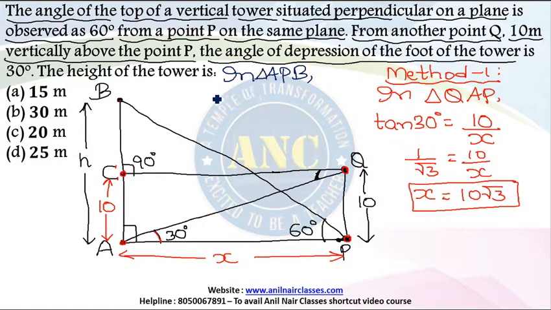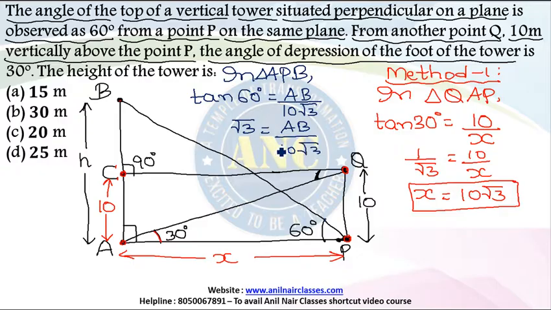In triangle APB, again if I apply tangent of 60 degrees, right now the angle for this triangle is 60. Opposite side is AB, divided by adjacent side, which is AP. And AP value is X value. X value just now we solved as 10 root 3, right? Now if I continue further, tan 60 is equal to root 3. This is AB divided by 10 root 3.